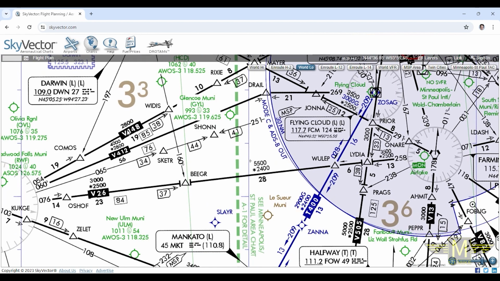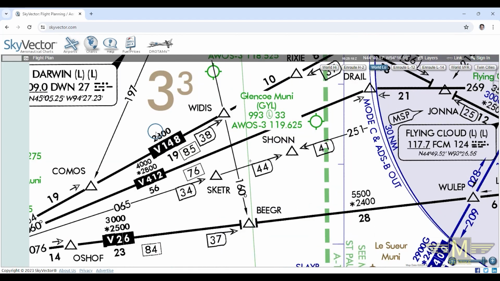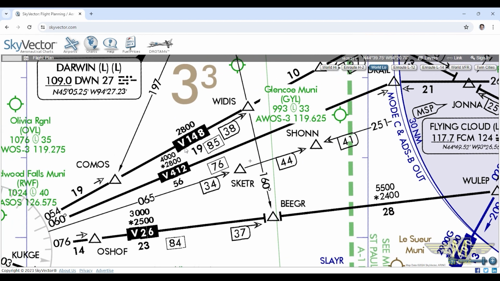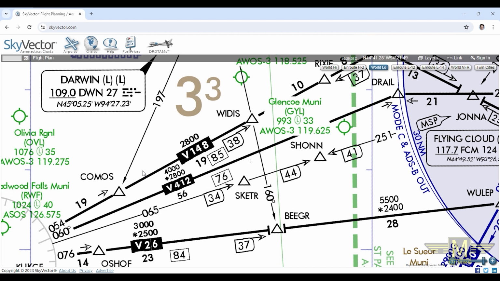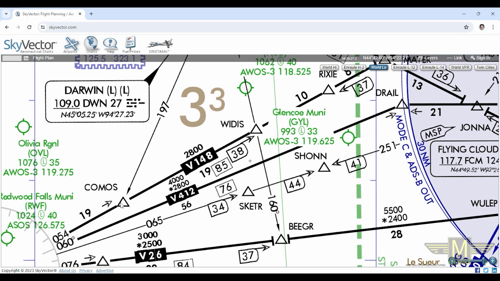Here on Victor 148, 2800, this is the minimum en route altitude that you need to fly to be safe. The 19 is the length of this segment, so it's also 19 miles from this intersection COMOS to Wittes here.